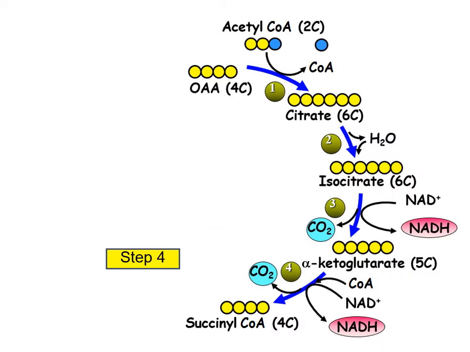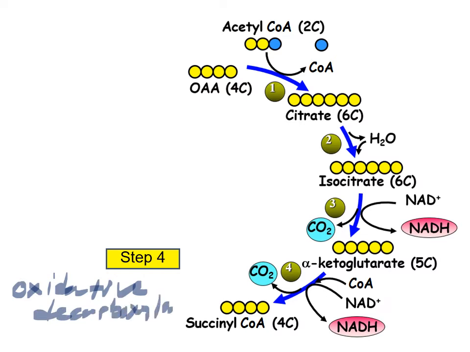For step 4, oxidative decarboxylation occurs again. Alpha ketoglutarate, the 5 carbon molecule, undergoes oxidative decarboxylation, where it will remove one molecule of carbon dioxide, which converts alpha ketoglutarate, 5 carbon, into the succinyl group, a 4 carbon molecule.